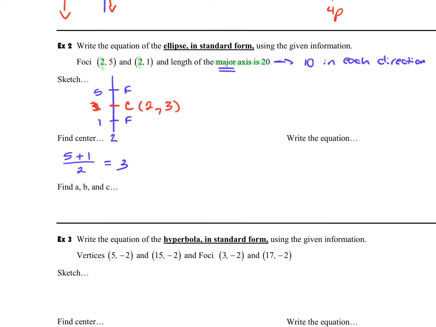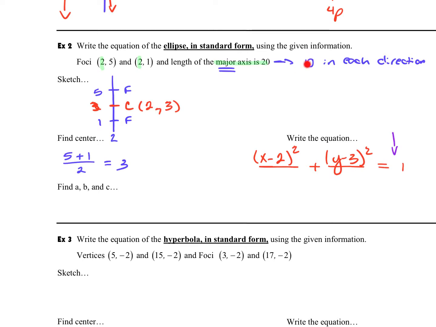So what I can do over here is I can actually start creating this equation. I know that all my ellipses are going to be a fraction plus a fraction, and it has to equal 1. I'm going to tell you right off the bat, this equals 1 is a thing that students forget a lot, so I would strongly encourage you to write that immediately. So let's take a look at things that we can fill in. We can certainly fill in our center. We know that on an ellipse, the x is always first. So I can say x minus 2, quantity squared, y minus 3, quantity squared.